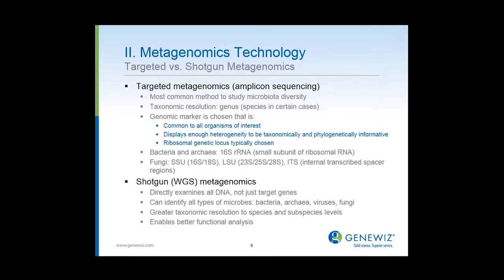There are two main types of metagenomics. One is targeted metagenomics, also called amplicon sequencing. It's the most common method.